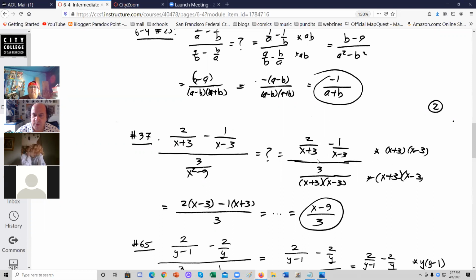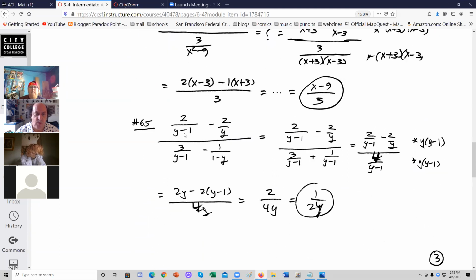So this times all here, 2 over x plus 3 times all this, the x plus 3's cancel, we're left with 2 times x minus 3, minus, here the x minus 3 cancels, and we're left with 1 times x plus 3. The x plus 3, x minus 3 cancels, and we're left with 3. 2 times x minus 3 minus 1 times x plus 3 all over 3. After distributing and combining terms and so on, we're left with x minus 9 divided by 3.